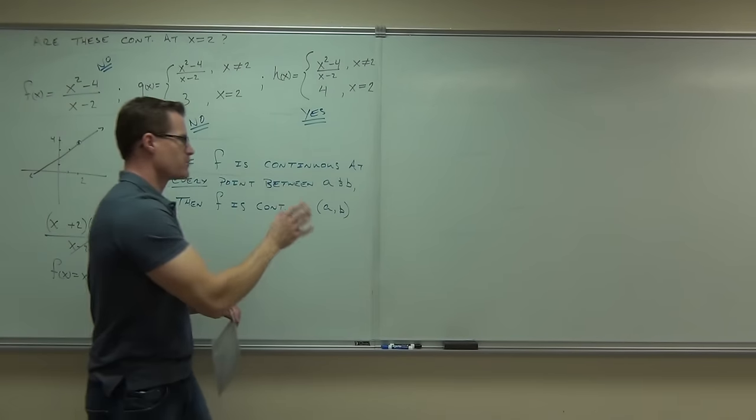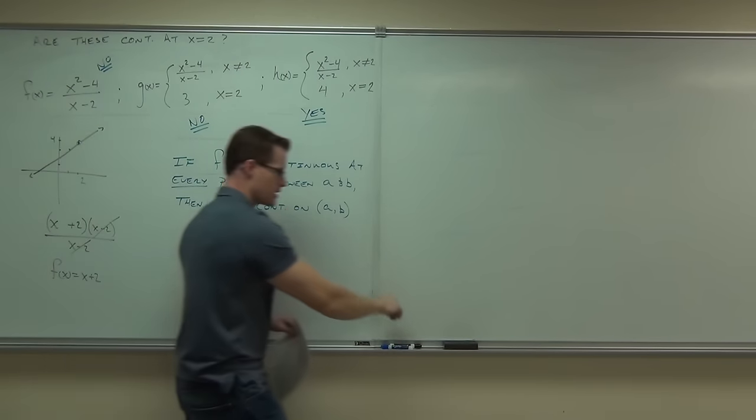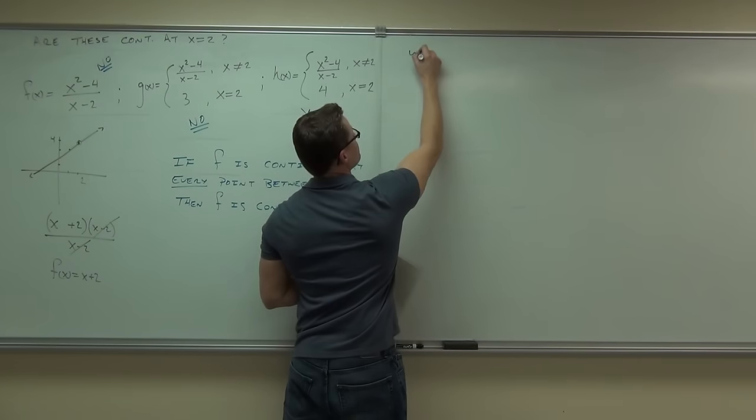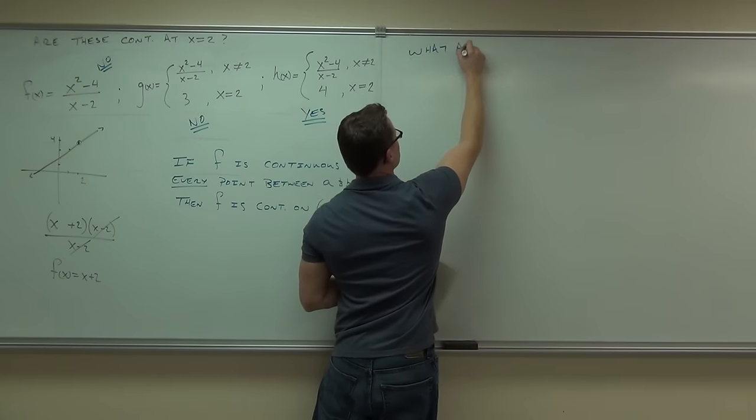So f is continuous at every point. Okay, we have f is continuous on the interval AB. But what about the endpoints?